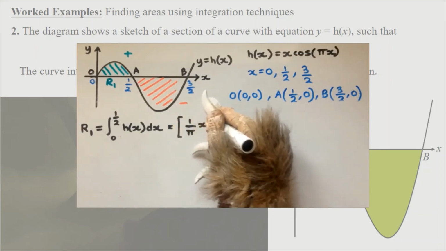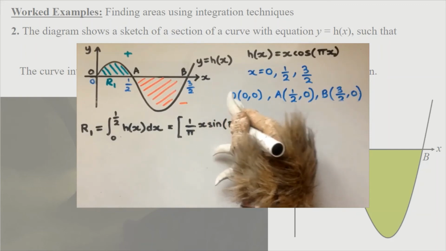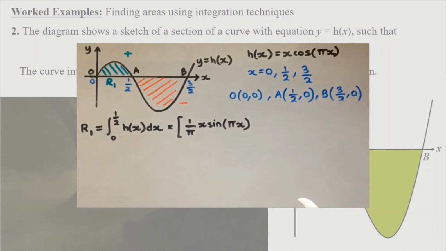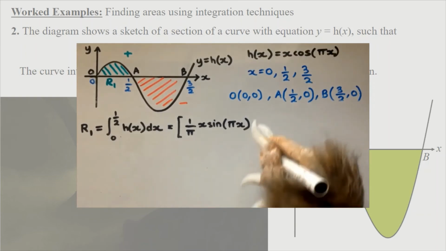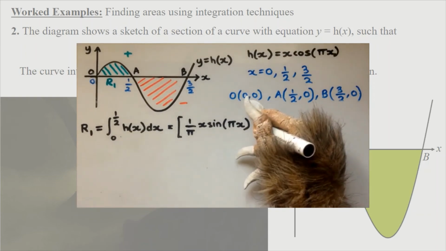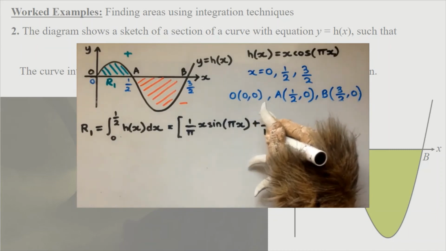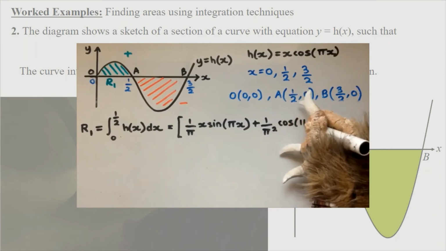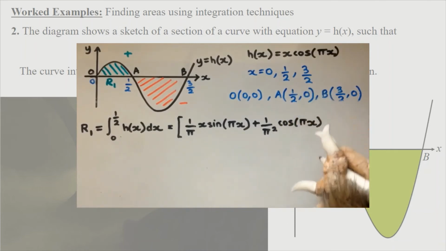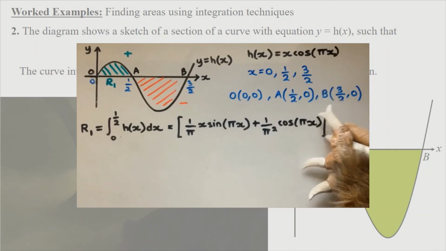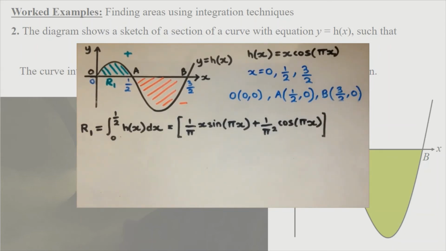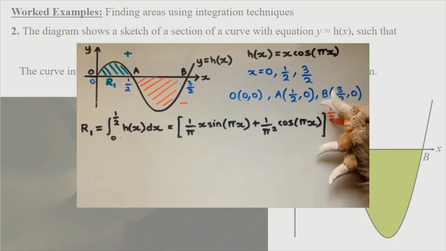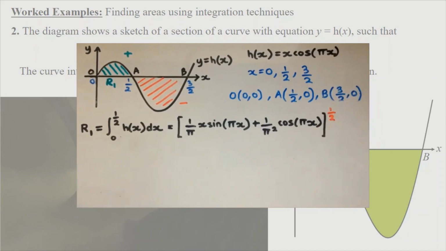x sine of pi x plus 1 over pi squared cos of pi x. We will dispense with the plus c, and this is evaluated between, I'm going to do my upper limit in red and my lower limit in green so we can see it clearly. So that's going to be 1/2 and lower limit of 0.